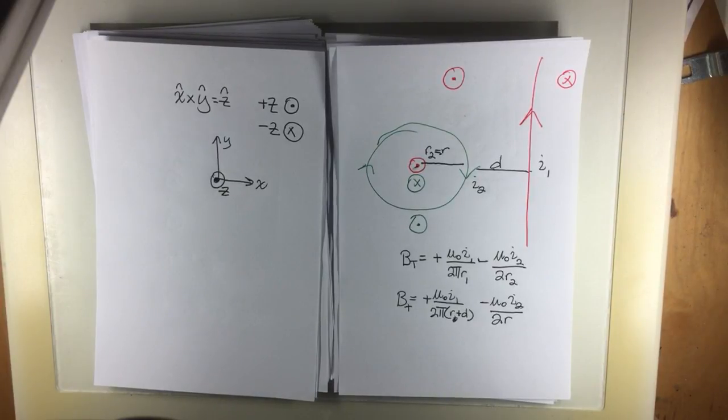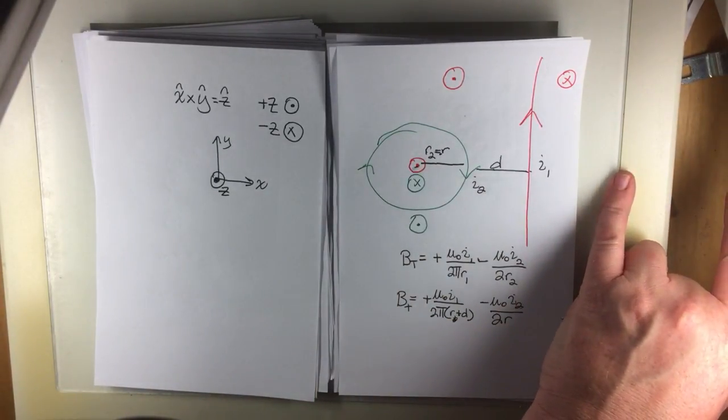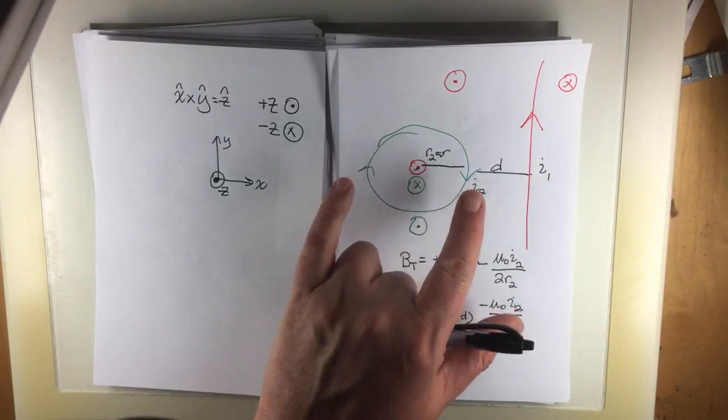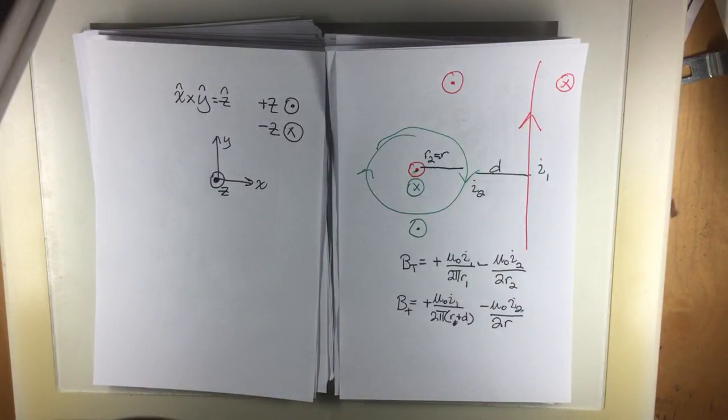And that's it. Yes? If the circle is on the other side of the intersection, and the current was still clockwise, the B field would be in for the circle and it would be in for the wire. They'd both be negative, correct. So you can have a negative B total.